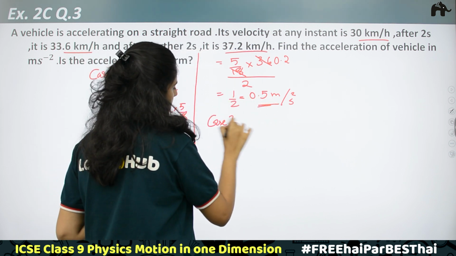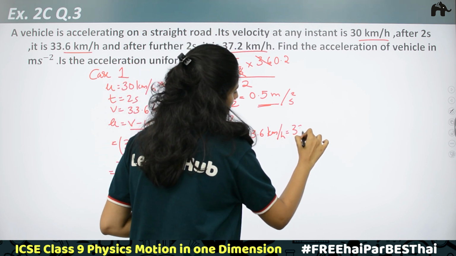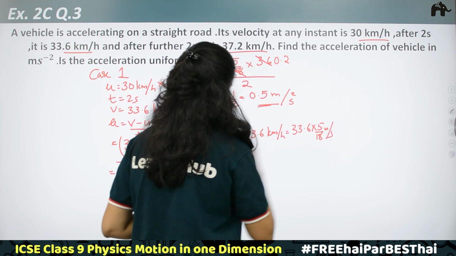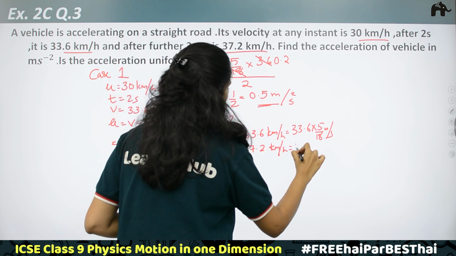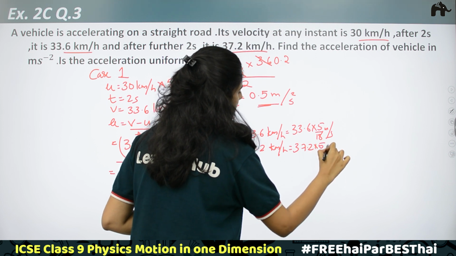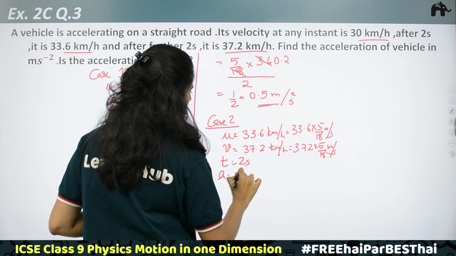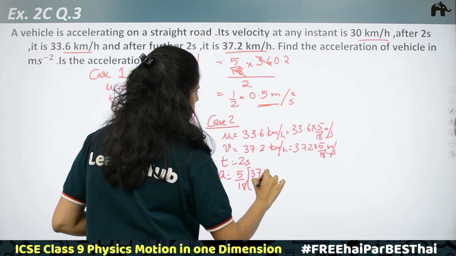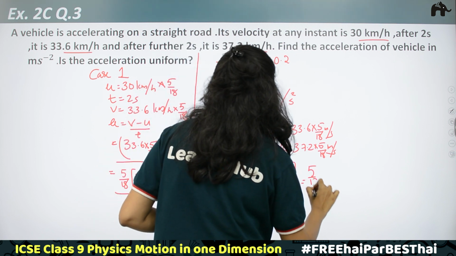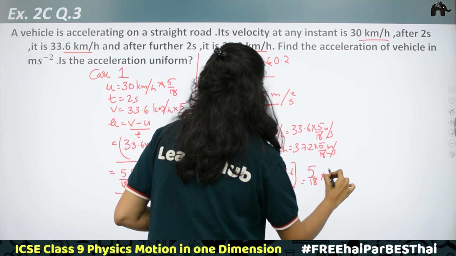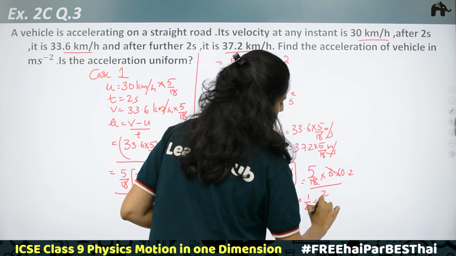Now, this is case 2, second case. In the second case, the initial velocity u is equal to 33.6 km per hour, which is 33.6 into 5 by 18 meter per second. The final velocity v is equal to 37.2 km per hour, which is 37.2 into 5 by 18 meter per second. Okay, here again the time is 2 seconds. Then acceleration is equal to 5 by 18 is common, 37.2 minus 33.6 whole divided by 2, which is equal to 5 by 18 into, so here you will be getting 3.6 again divided by 2, cancelling. This is 0.2, again 1 by 2, which is 0.5 meter per second square.